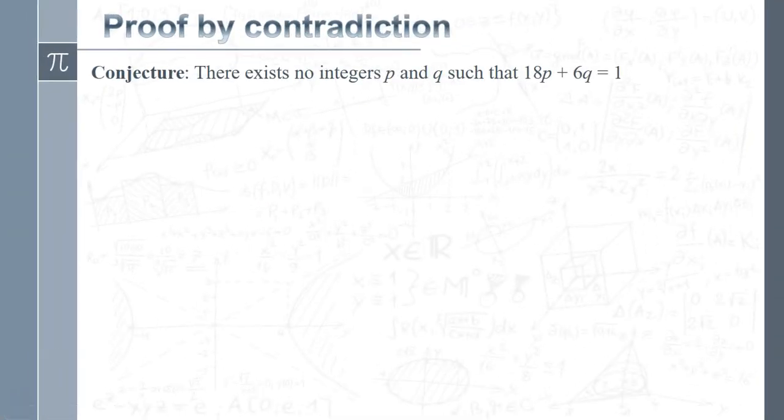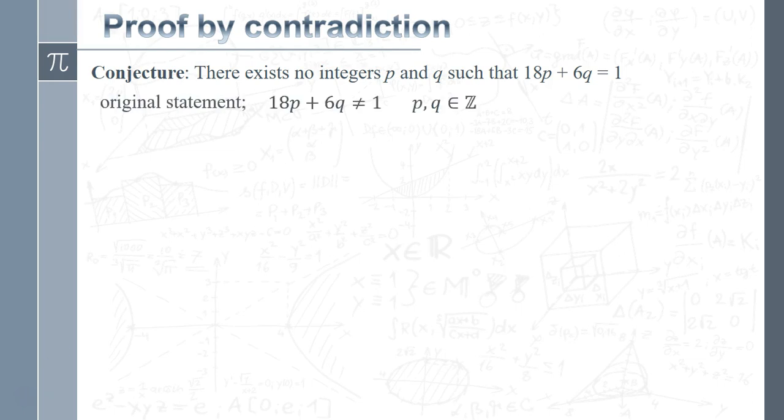Okay, and again, this one, there's a lot of kind of flip-flopping around between trues and falses and all the rest of it, but bear with me. So what we've got here is a conjecture. It says there exist no integers, p and q, such that 18p plus 6q equals 1. Right, now, so our original statement actually says that. Now, note on this one we've got equals 1, which says there's no integers such that it works.